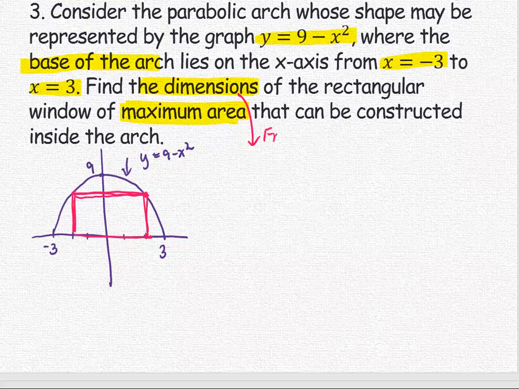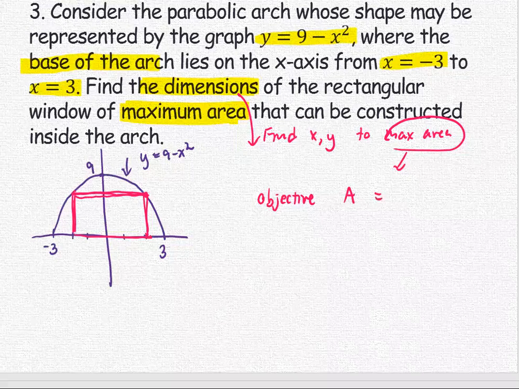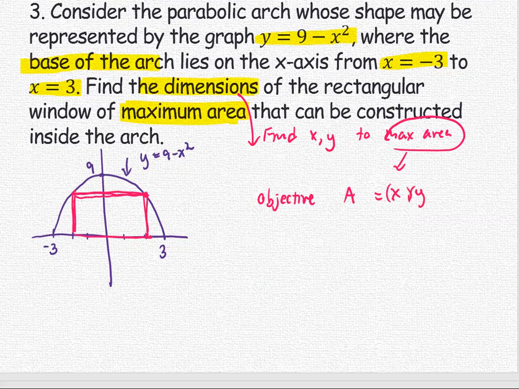We're going to use x and y again as dimensions, so x and y of the rectangle of maximum area. So the key term is maximum area. To maximize the area, the area is going to be the objective function, A. Now we find dimensions x, y. So this can be x multiplied by y.